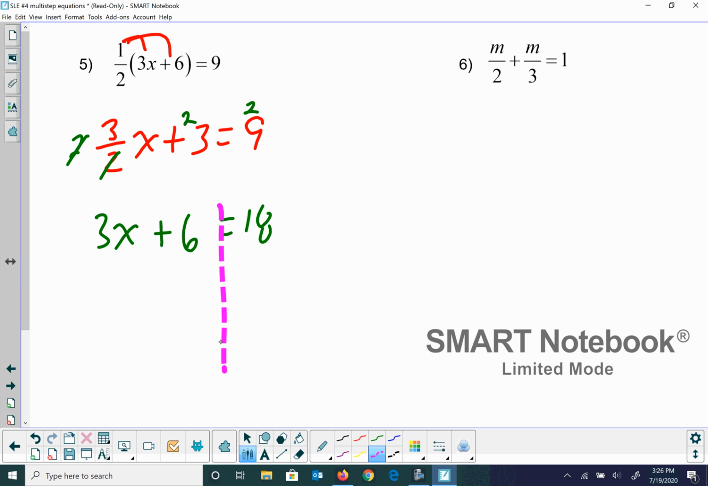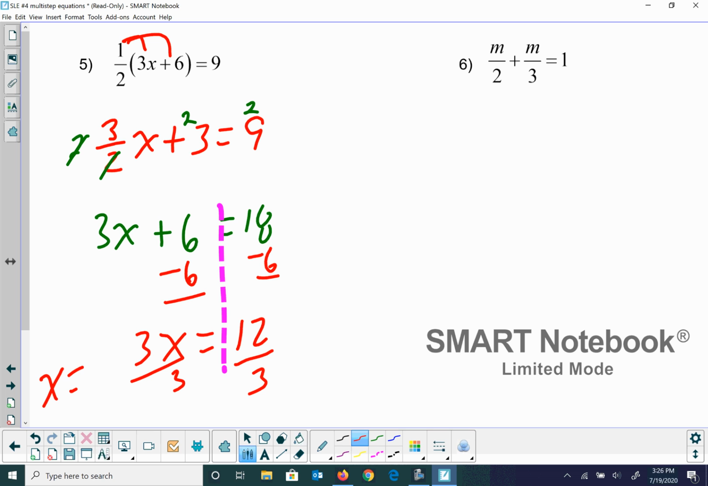Okay. Subtract 6 from both sides. 3x is equal to 12. Divide each side by 3. So x equals 4. All done. Not too bad, my friends.